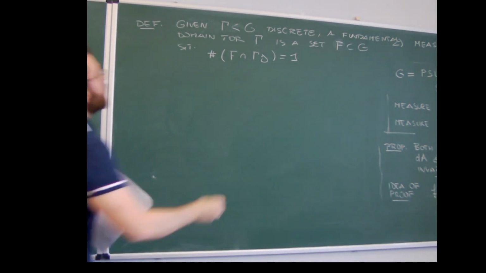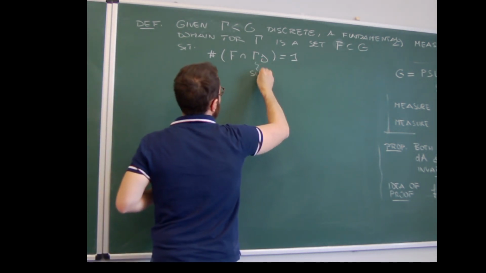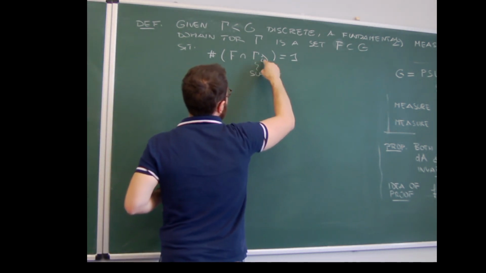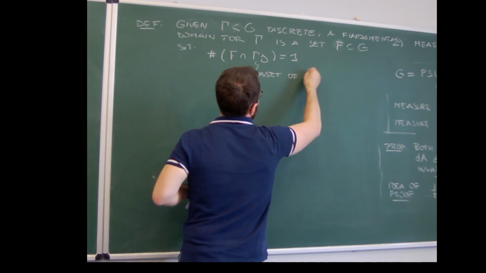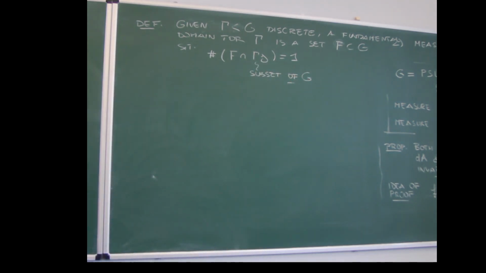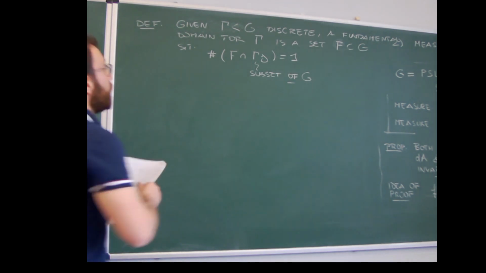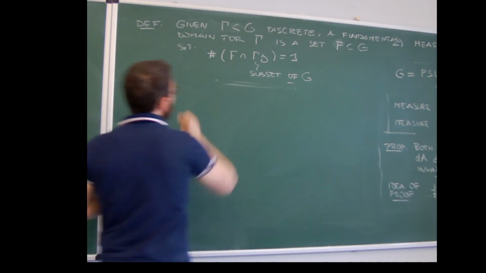Okay, so this is just a subset. I see this now as a subset of G. Meaning it's just a set that contains only one representative. Okay?